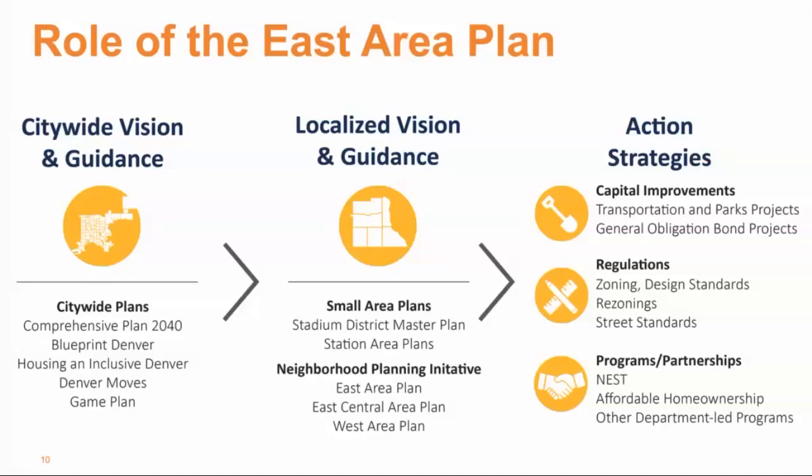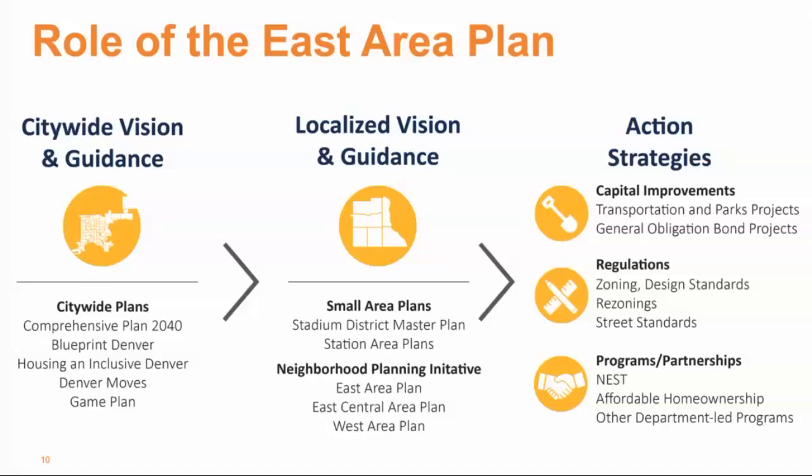This is just a reminder that the East Area Plan is what we call a small area plan as part of the Neighborhood Planning Initiative. And there are plans that provide guidance at the citywide level that have already been adopted, and those are called Blueprint Denver and Comprehensive Plan 2040 and other citywide plans. And so the role of a small area plan is to provide some customized recommendations for those citywide goals and recommendations as they apply to the unique conditions in certain neighborhoods. And also, as a reminder, plans are not regulations themselves.